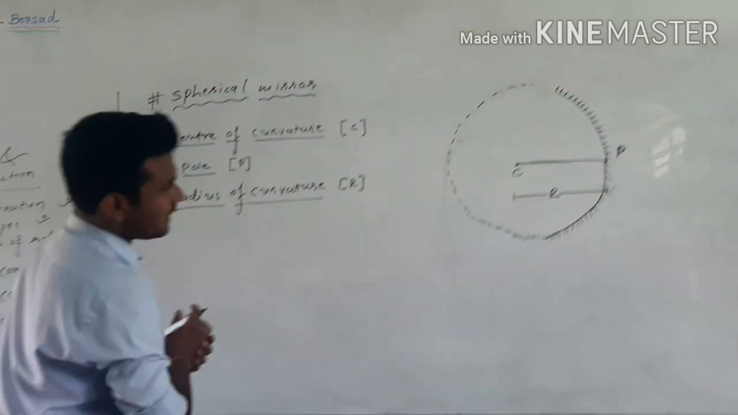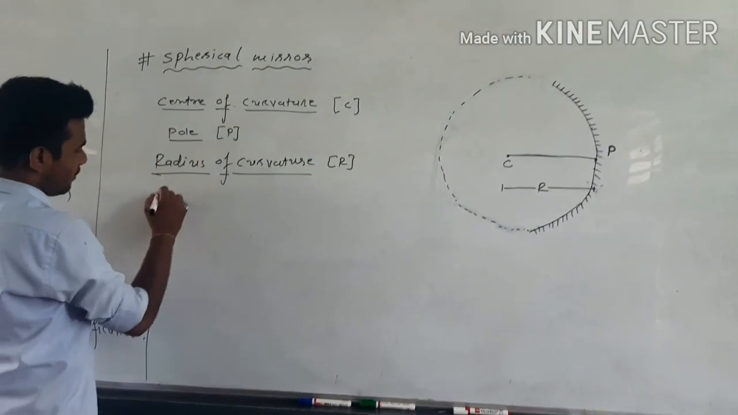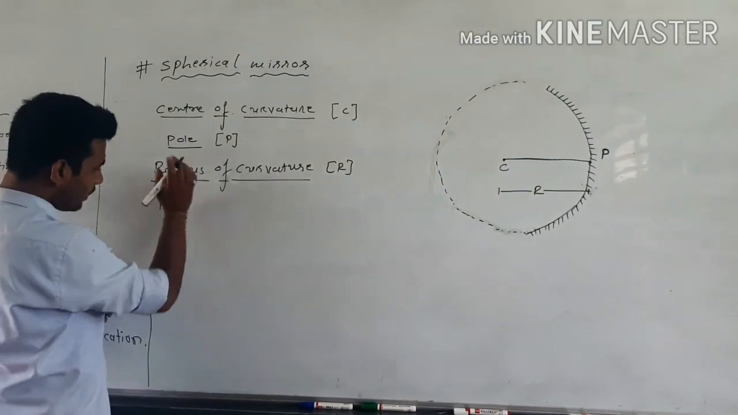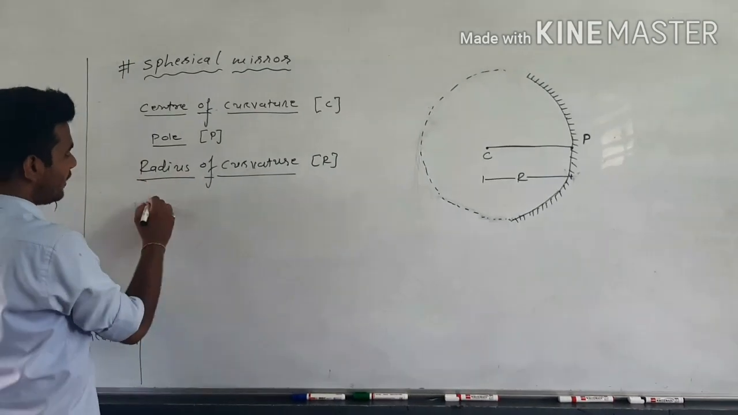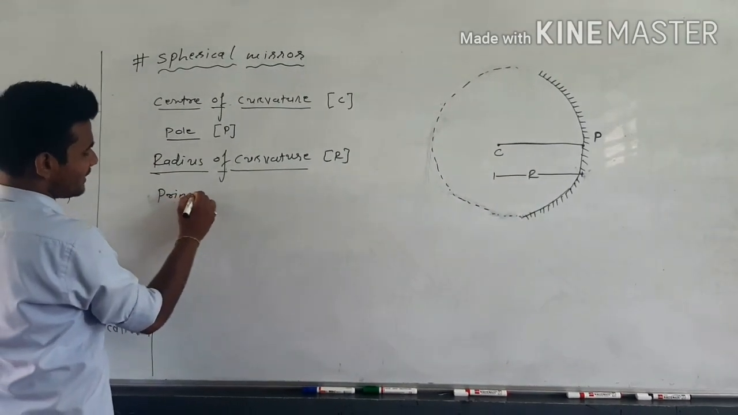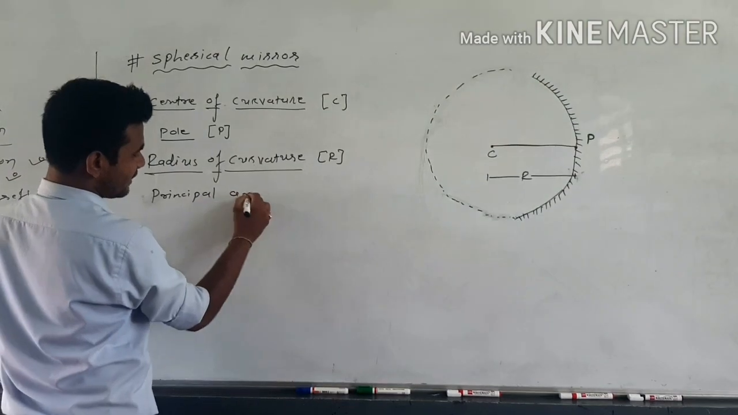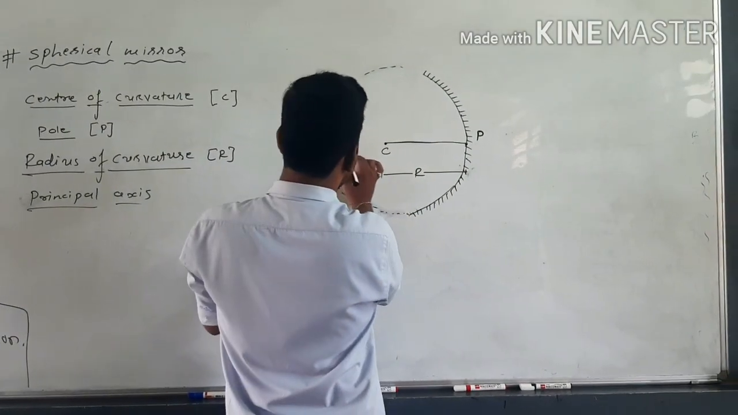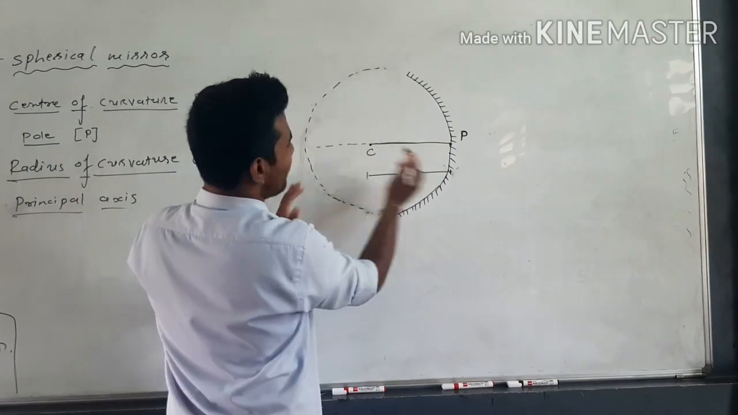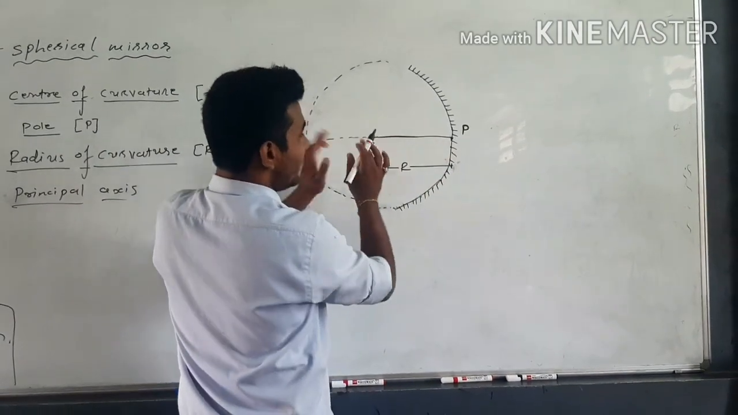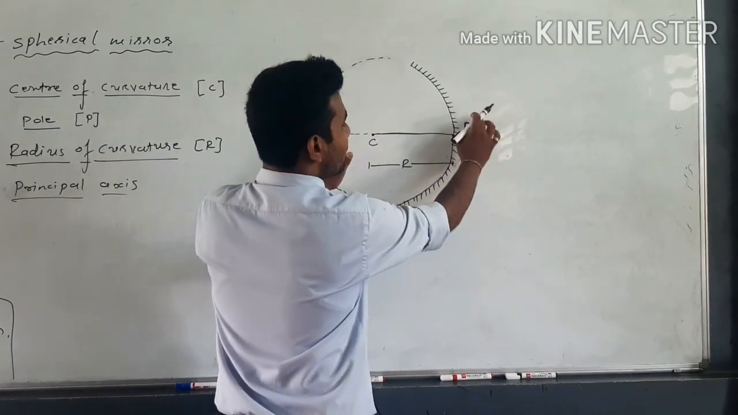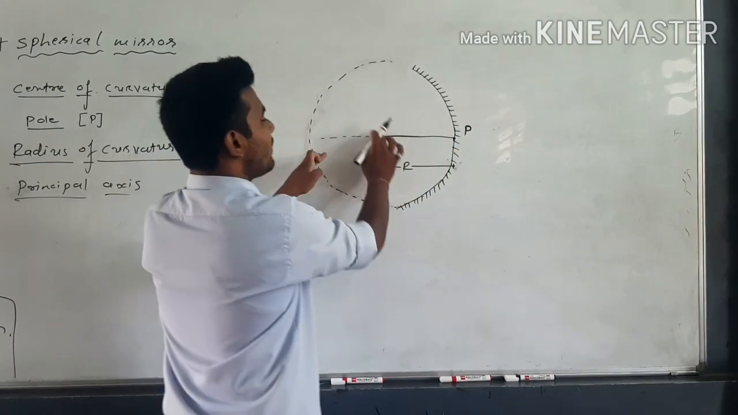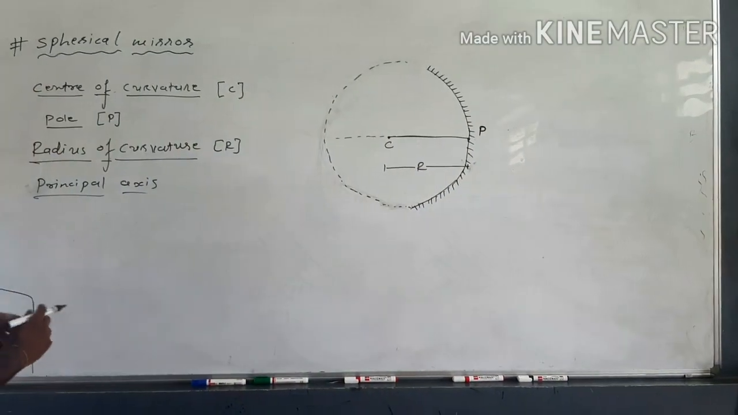After understanding radius of curvature, before focal point, we will understand principal axis. Now, what is called principal axis? Principal axis is an imaginary line which is passing through P and C. An imaginary line passing through pole P and center of curvature C, that is called principal axis.